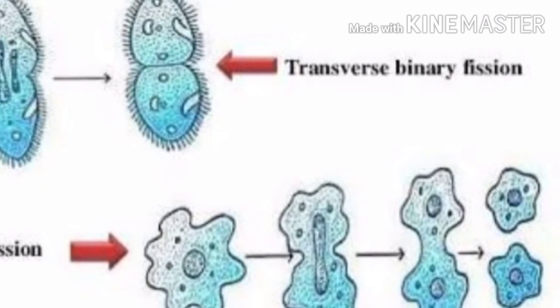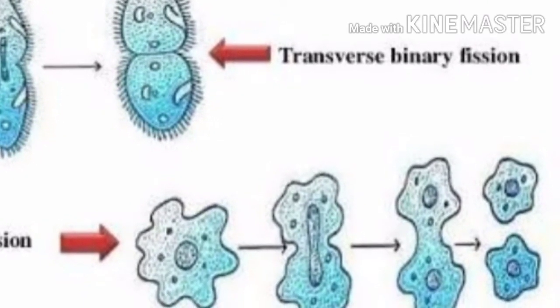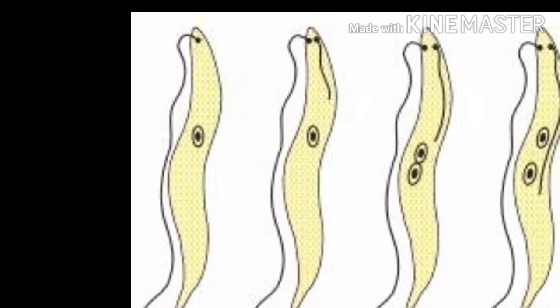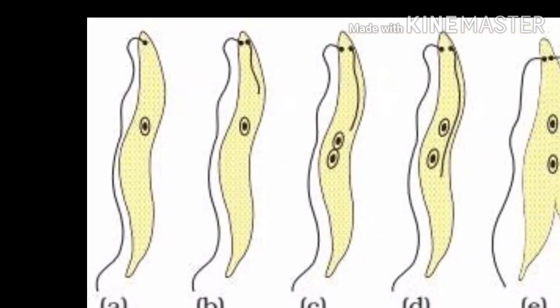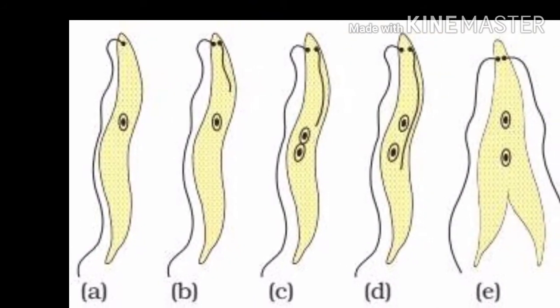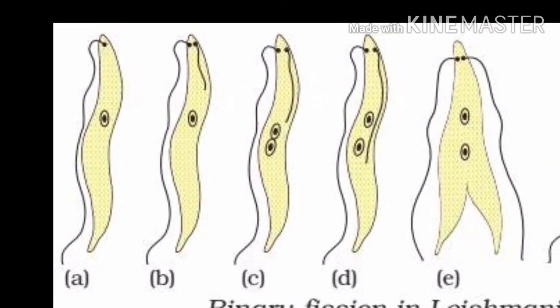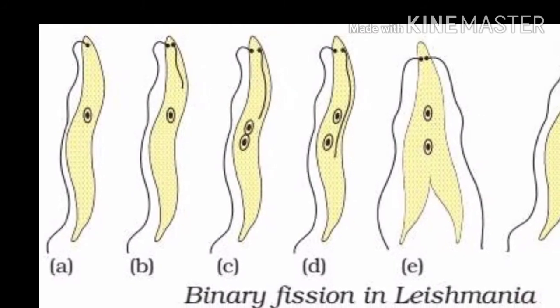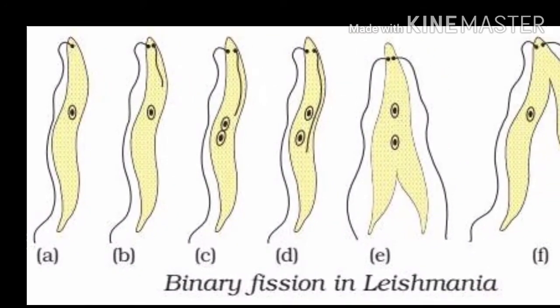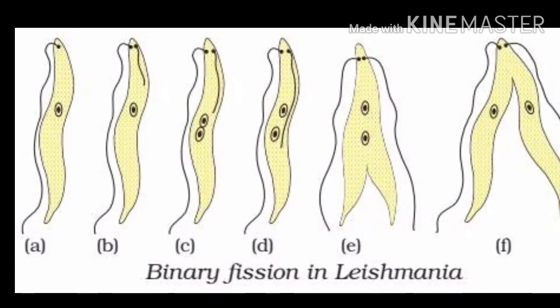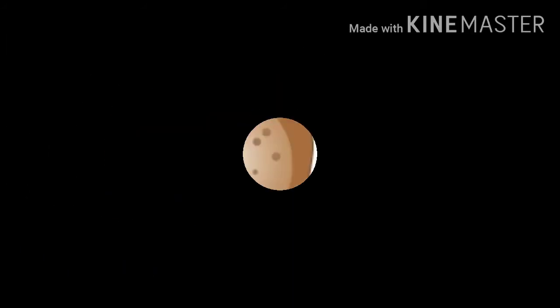But for an organism which has a fixed shape, for example, if we talk about leishmania, which causes kala azar, which has a whip-like structure, the division takes place at one end of the cell. So this has a definite orientation in relation to its structure.